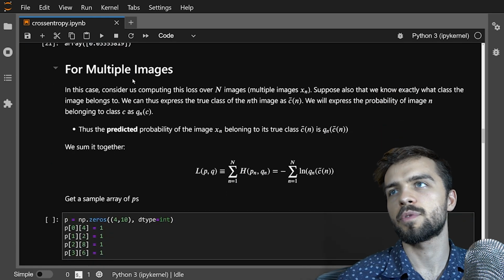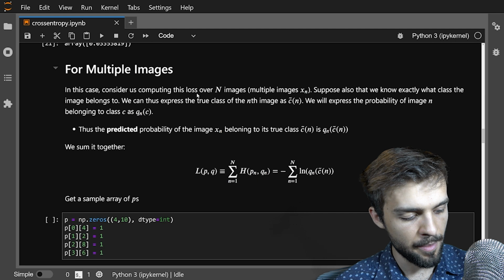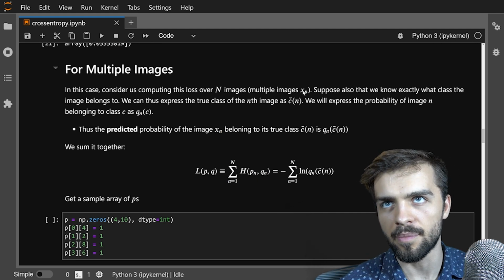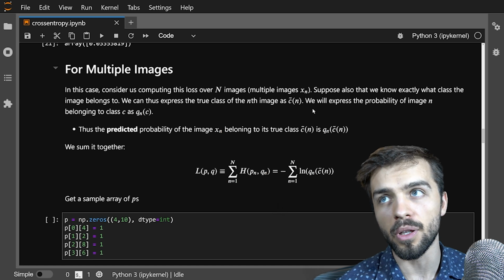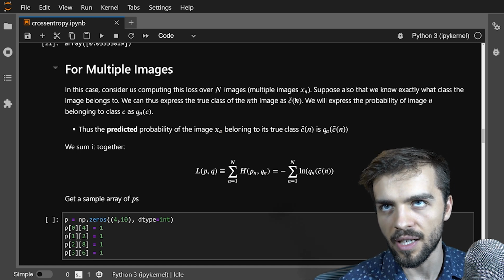So then the question becomes, well, what happens if I have multiple images? I want to evaluate this over n images and sum them all together. So n is the number of images that I have. I'll index these as little x_n, my nth image. And suppose we know exactly what class each image belongs to. So then the true class of the nth image is C tilde of n.